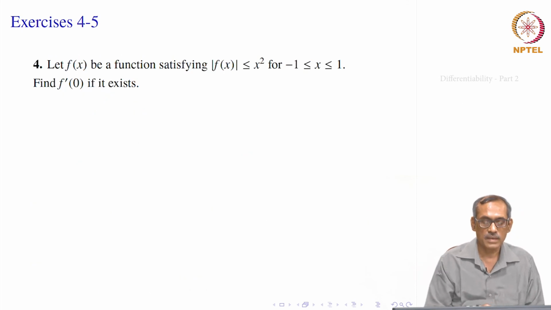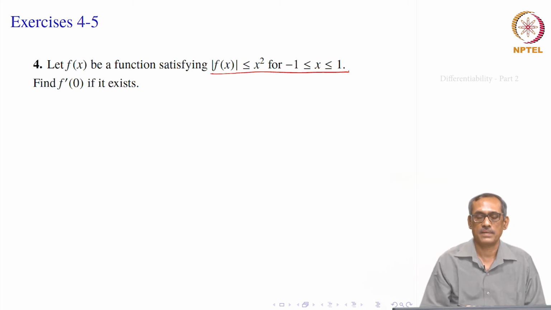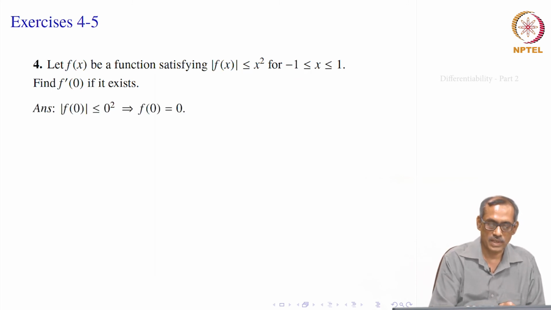Okay. So, let us take another. Let f x be a function. It is a different kind of problem: it is not given as f x equal to what, but given as an inequality. It is a function which satisfies mod f x is less than or equal to x square for minus 1 less than or equal to x less than or equal to 1. So, can we find f prime 0 by using this condition? Okay, so, let us try.